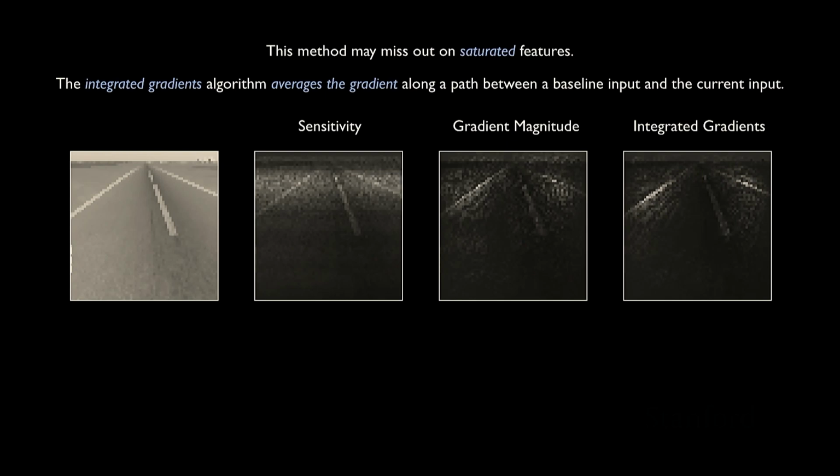Did you have a question? I'm just a little unsure about what the baseline input is here. Is that problem specific? It's problem specific. For images, people often use an entirely black image or an entirely white image. But you just kind of have to pick something.